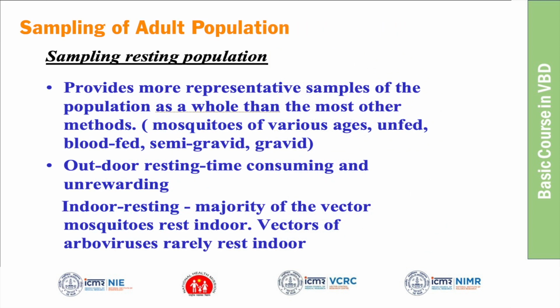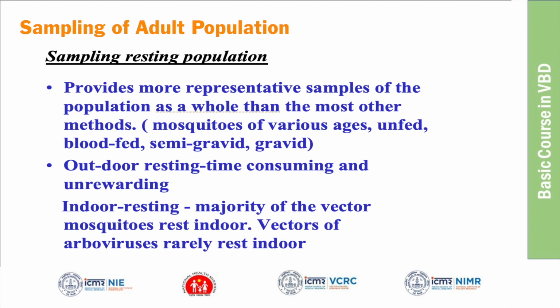So, sampling the adult population, now we are seeing the resting population. Sampling the resting population provides a more representative sample of the population as a whole than most other methods, because in other methods you are applying attractants and light traps and all those things. Here only the resting population you are sampling. You can collect mosquitoes of various ages, various gonotrophic conditions, that is unfed, blood fed, semi-gravid and gravid.